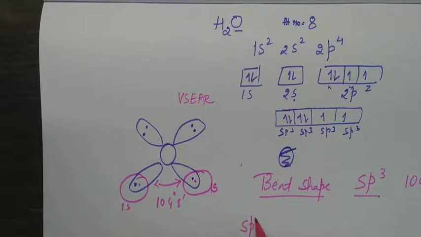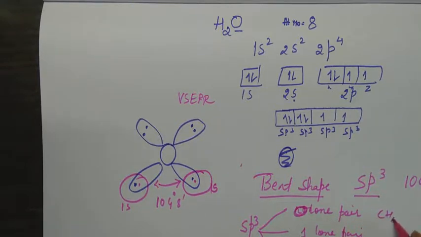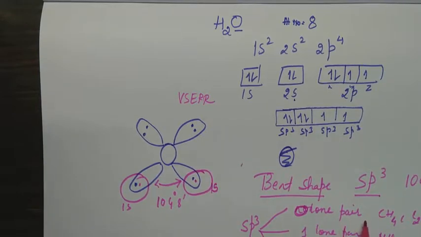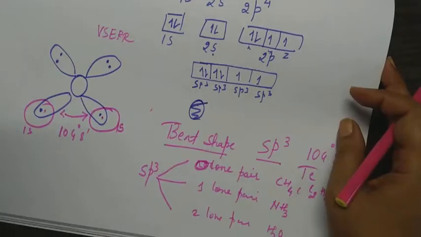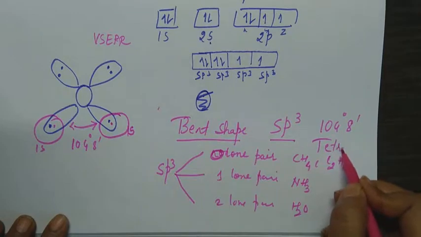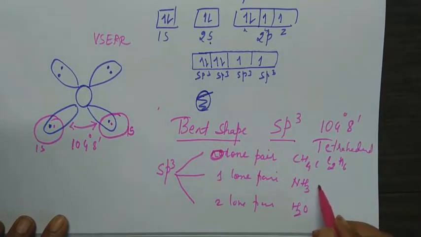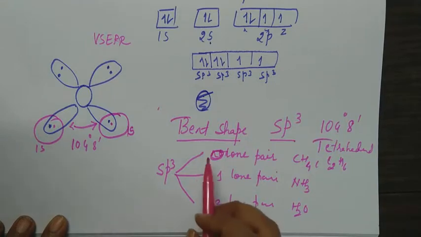So in sp3 you have come across 3 examples, wherein there is 0 lone pair, 1 lone pair and 2 lone pairs of electrons. Which is the example for 0 lone pair? You have the example of methane and ethane, C2H6. For 1 lone pair you have studied ammonia, and for 2 lone pairs it is water. What is the shape if you have 0 lone pairs? It is tetrahedral. If it is 1 lone pair, it is pyramidal. If it is 2 lone pairs, it is bent shape.